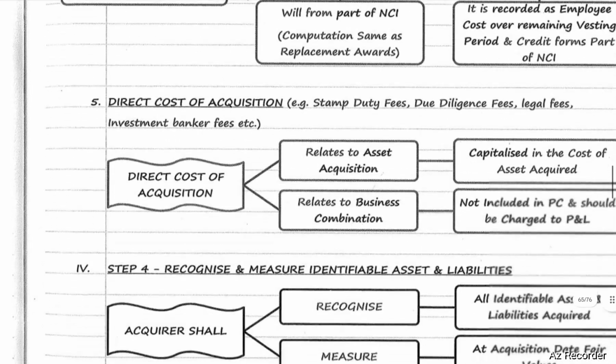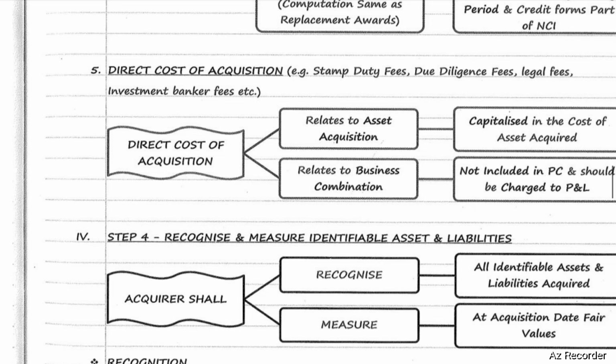Next, direct cost of acquisition. Examples of direct cost of acquisition are stamp duty fees, due diligence fees, legal fees, investment banker fees. Direct cost of acquisition, if it relates to asset acquisition, will be capitalized in the cost of asset acquired. In case direct cost of acquisition relates to business combination, it will not be included in purchase consideration. It should be charged to P&L account as an expense.